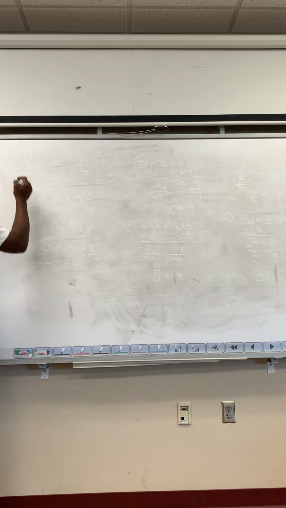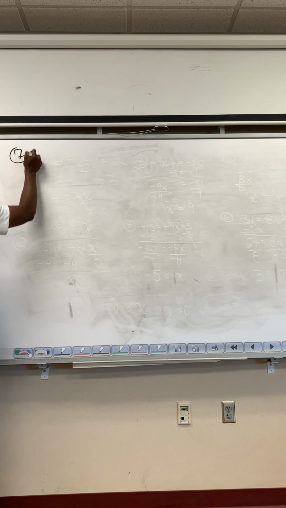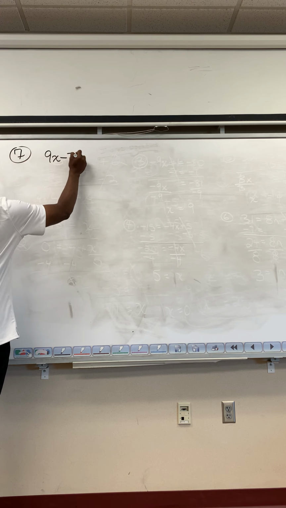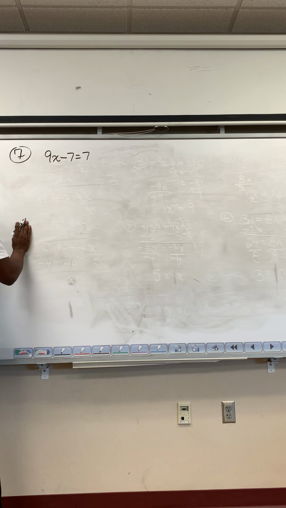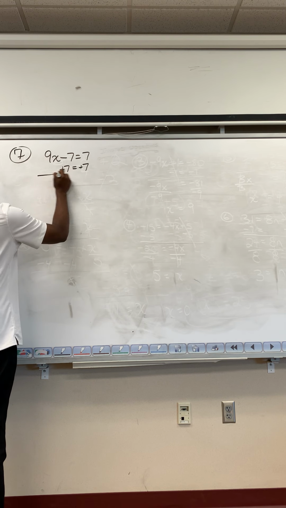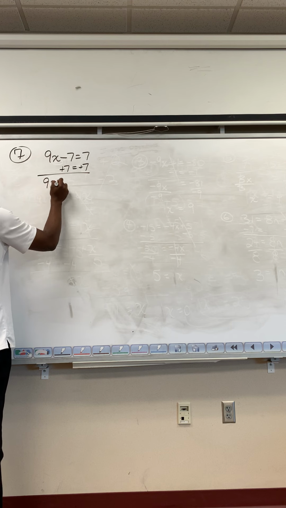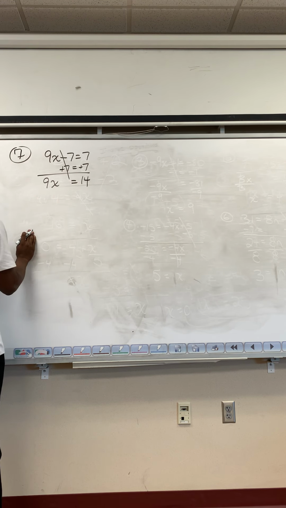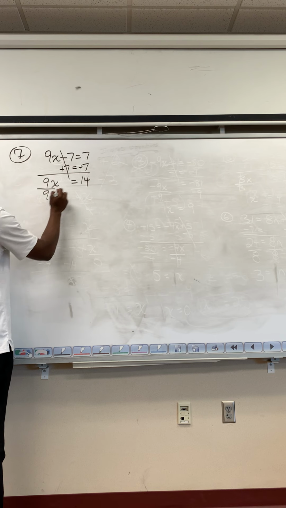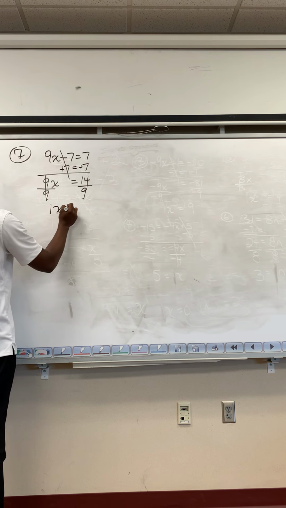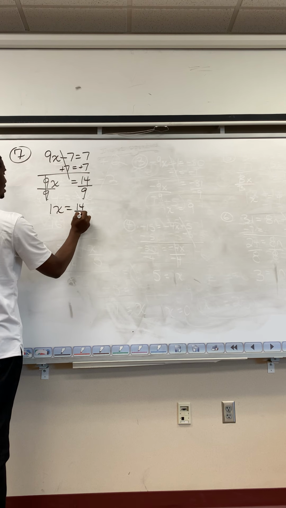Next problem is number 7. Number 7 is 9x minus 7 equals 7. So I'm gonna add 7 on both sides. That's gonna leave us with 9x. That becomes 0. It's equal to 14. Divide both sides by 9. Leaves us with 1x. It's equal to 14 over 9.